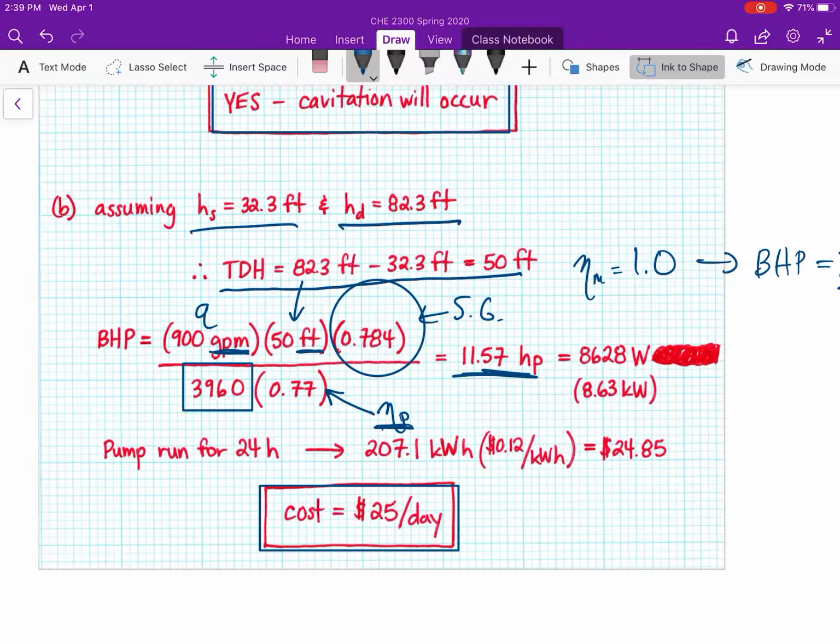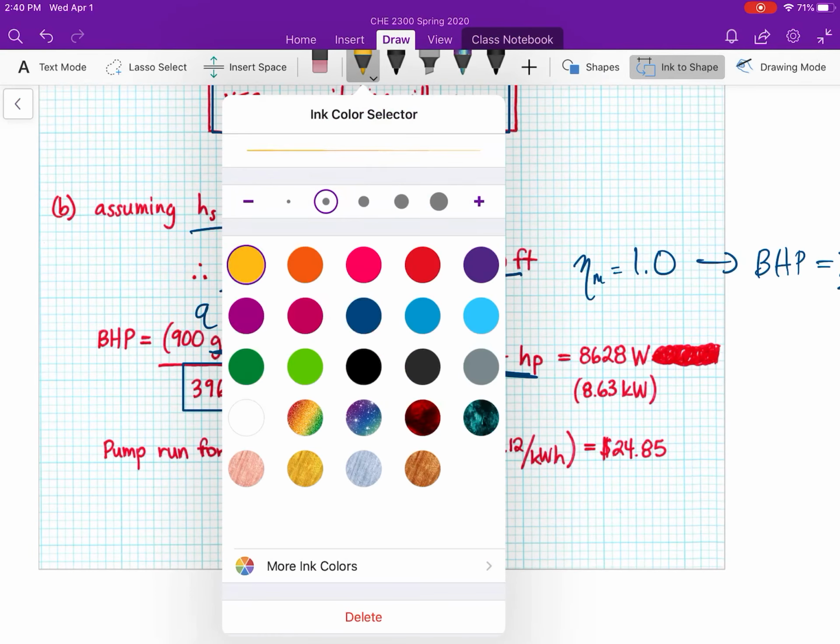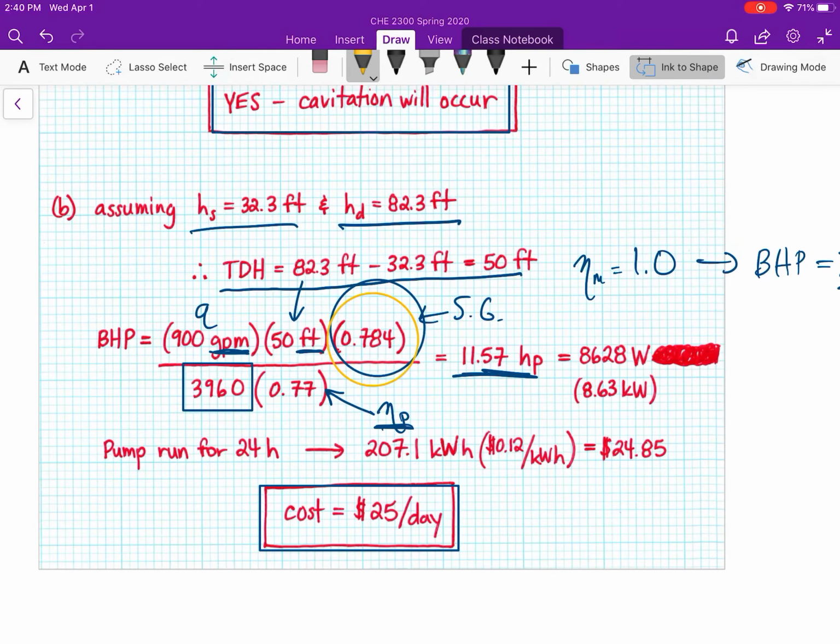Why can't I read the brake horsepower directly off the pump curve? I cannot read the brake horsepower directly off the pump curve because of that specific gravity. Right? The pump curve is based on pumping water. That water has a particular density. So if I pump something with a density different than that, then I need to account for that in the power cost.